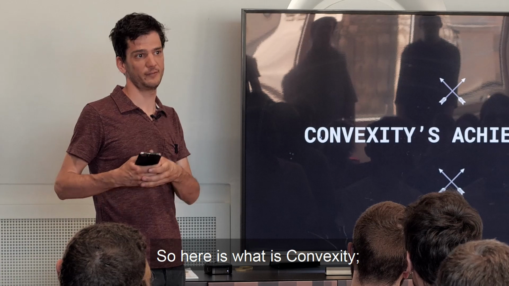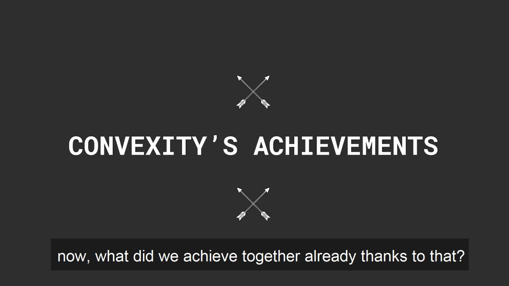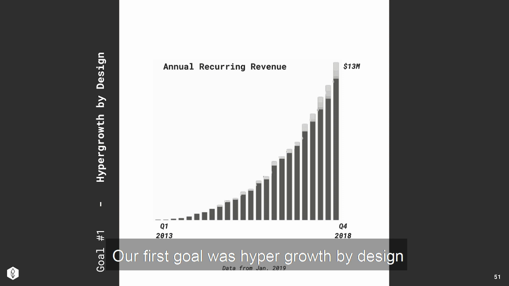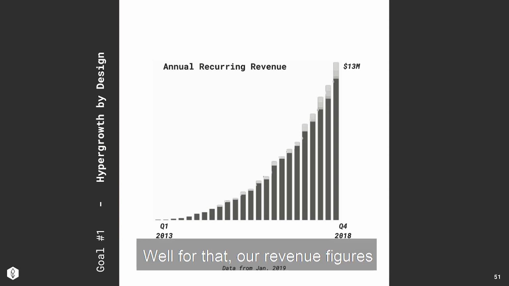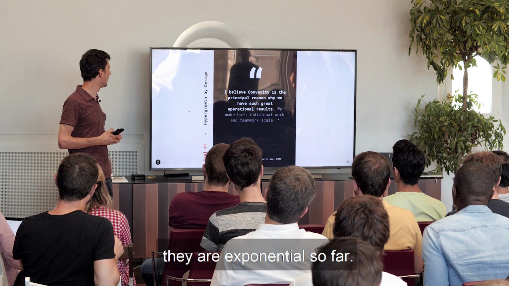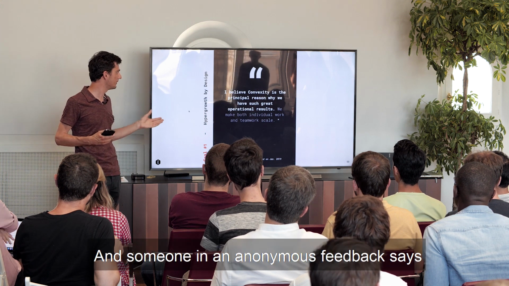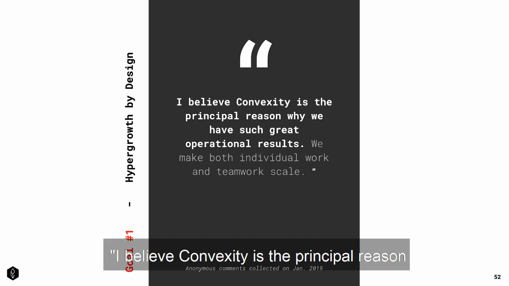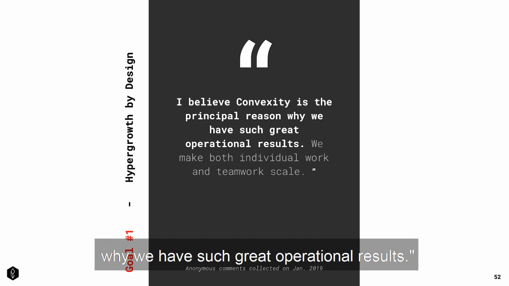Now, what did we achieve together already thanks to that? Our first goal was hypergrowth by design. Well, for that, our revenue figures talk by themselves. They are exponential so far. And someone in an anonymous feedback says about this first goal, I believe Convexity is the principal reason why we have such great operational results.